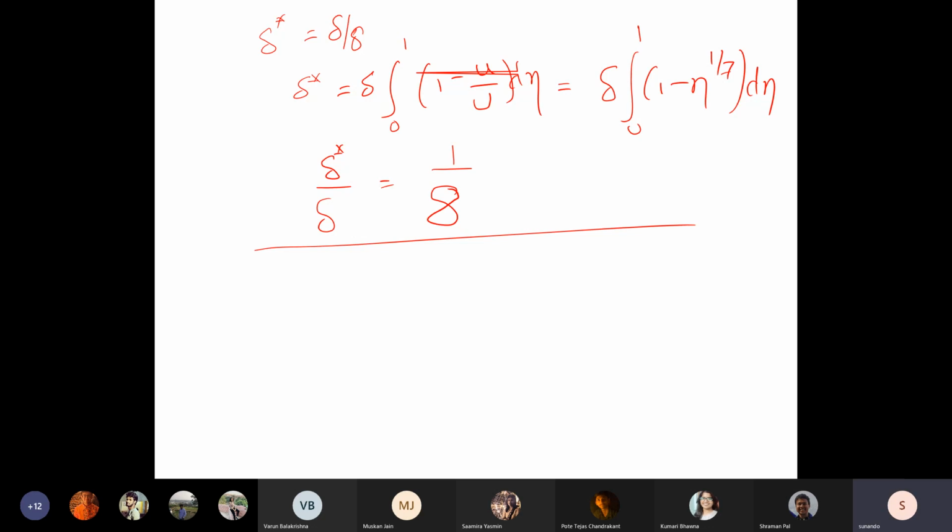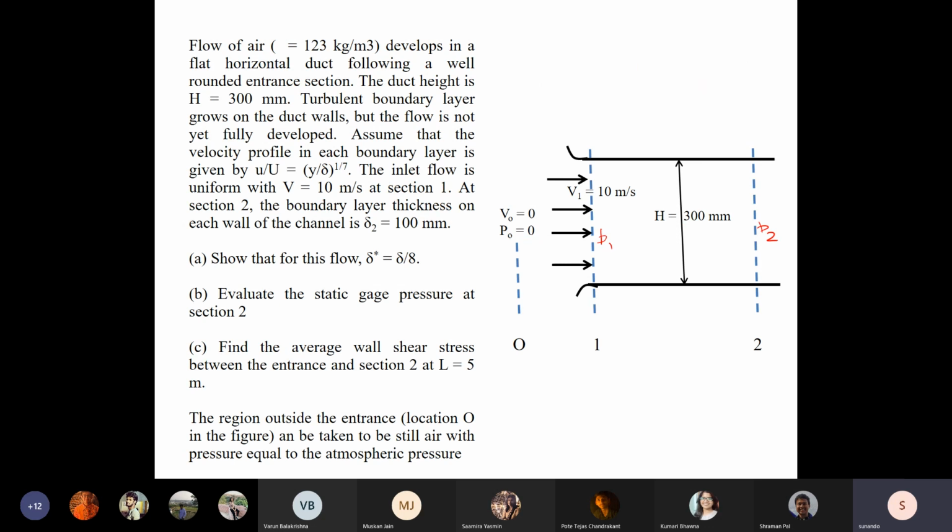Now, tell me how you are going to solve the second part of the problem. I need to find out what is P1 or P2. How do I do this? Any idea? In fact, I'm letting you do this. Think about it, do it, and tell me what's the answer. But more importantly, not the answer, but how do you do it?